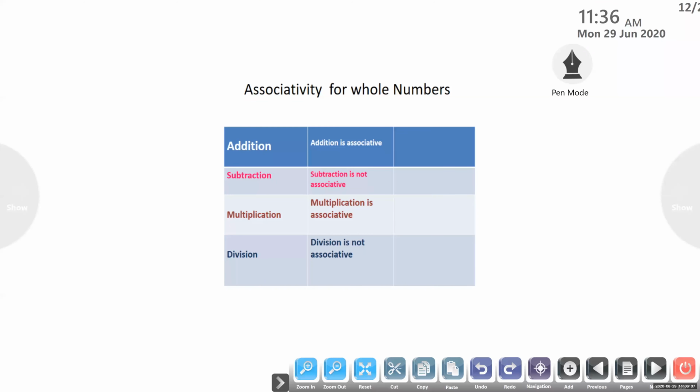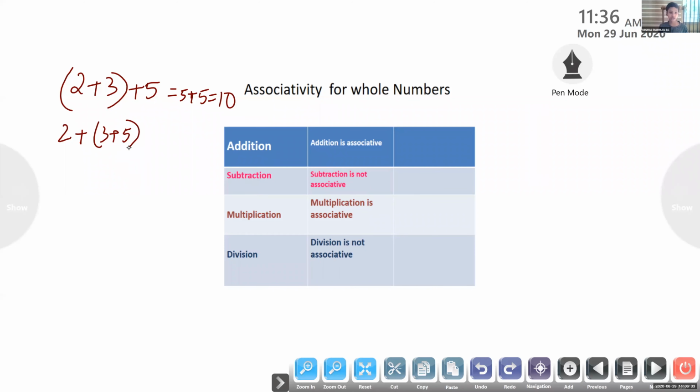Associativity. For checking associativity, take addition. We will check first: 2 plus 3 in bracket, plus 5, equal to what? 2 plus 3 is 5, 5 plus 5 is 10. Now 2 plus, bracket, 3 plus 5, which is 8. 2 plus 8 is also 10. So addition is associative. Understood, all of you?